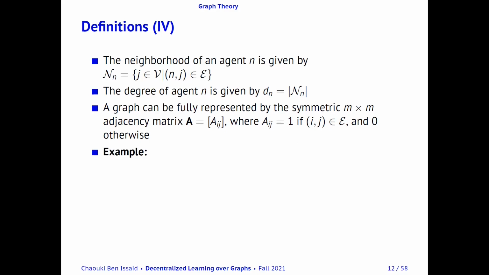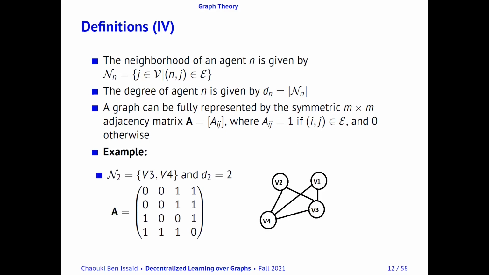Let's take the following example. Here, for instance, the neighbors of V2 are V3 and V4. That is why the neighborhood N2 consists of only two elements, V3 and V4. And hence, the degree of V2 is equal to 2, which is the cardinality of the set N2. As for the adjacency matrix, the adjacency matrix of this graph is given by the following matrix A.